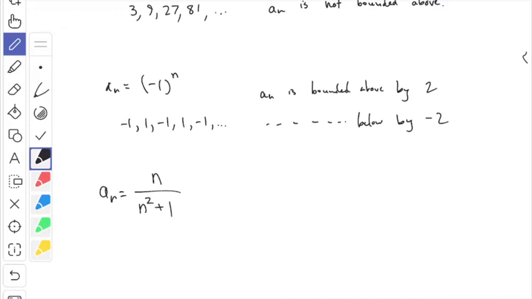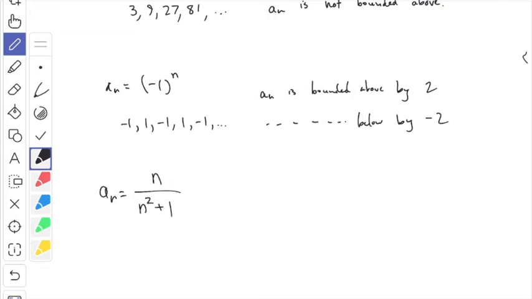N over n squared plus 1. Now we'll have to think a little bit harder about this, perhaps. Is it bounded above? Is it bounded below? Now, to get yourself an idea, it's always a good idea to write down a few terms just to get a feel for what this thing is doing.